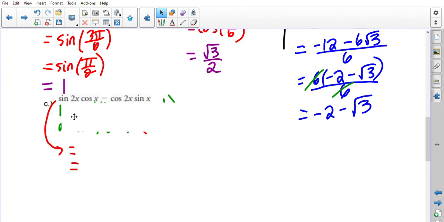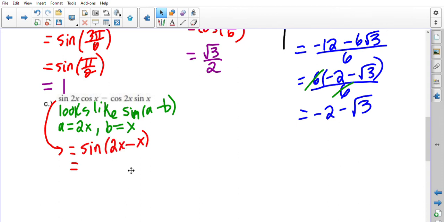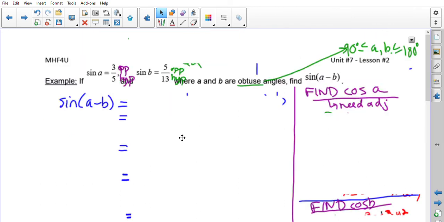Then part C says sine 2x cos x minus cos 2x sine x. So this looks like sine A minus B, where A is 2x and B is x. So this one's going to be really quick because I'm just going to write in sine A minus B, 2x minus x, and that easily simplifies to sine x. And you're done. All right, let's turn over.